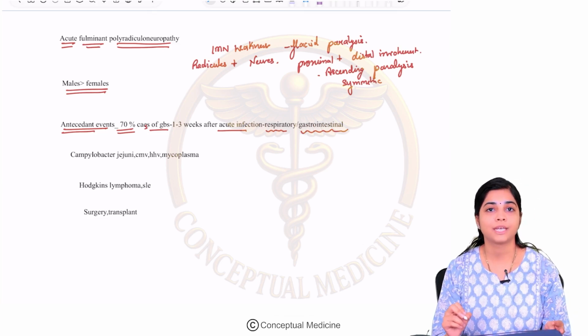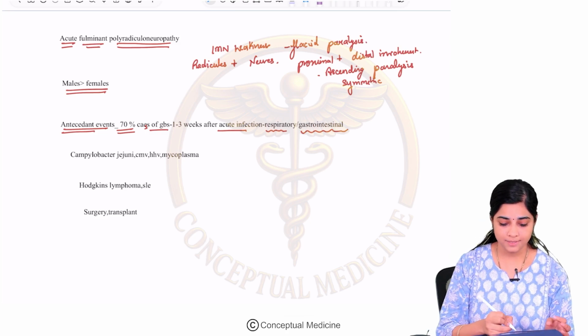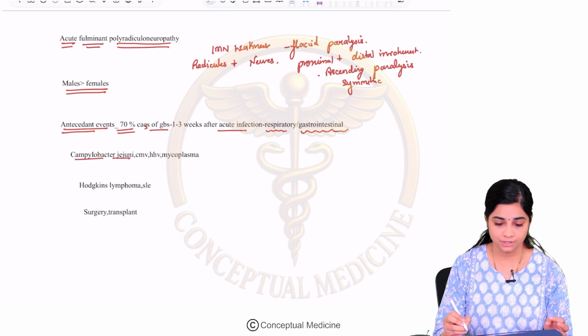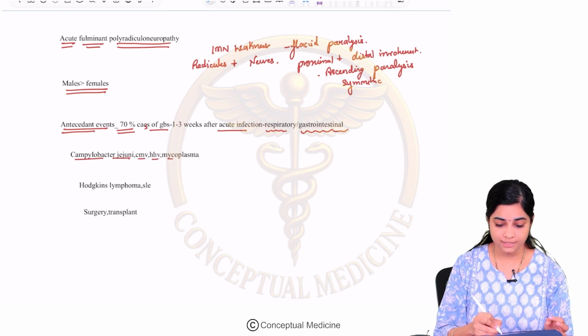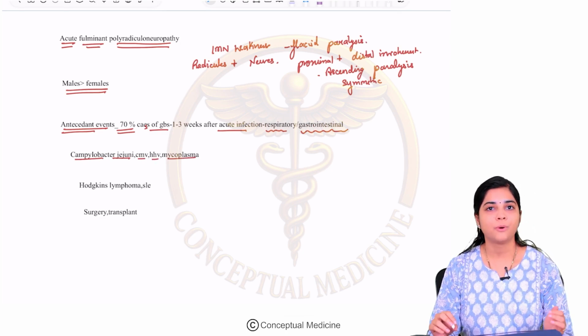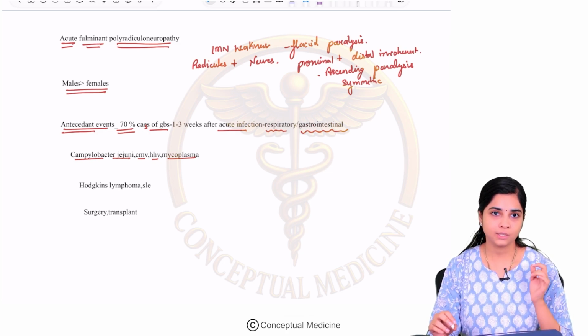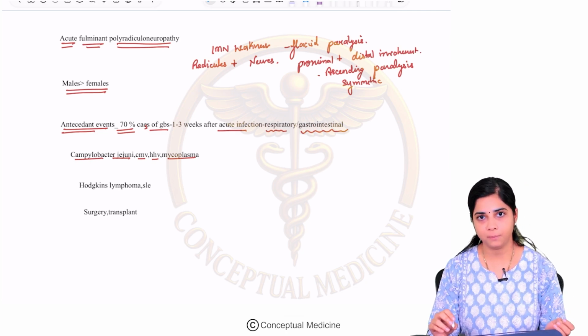So what are the organisms which have been implicated in GB syndrome? It includes Campylobacter jejuni. Then it can be due to CMV, human herpes virus, mycoplasma, right? So the organisms implicated in GB syndrome include Campylobacter jejuni, CMV, human herpes virus, and mycoplasma.